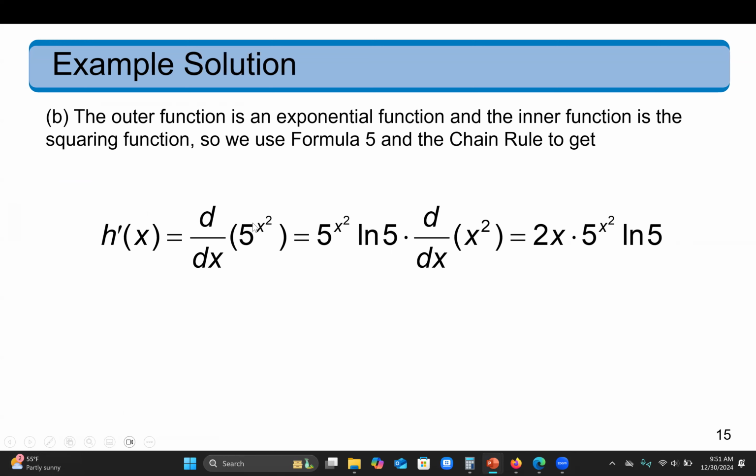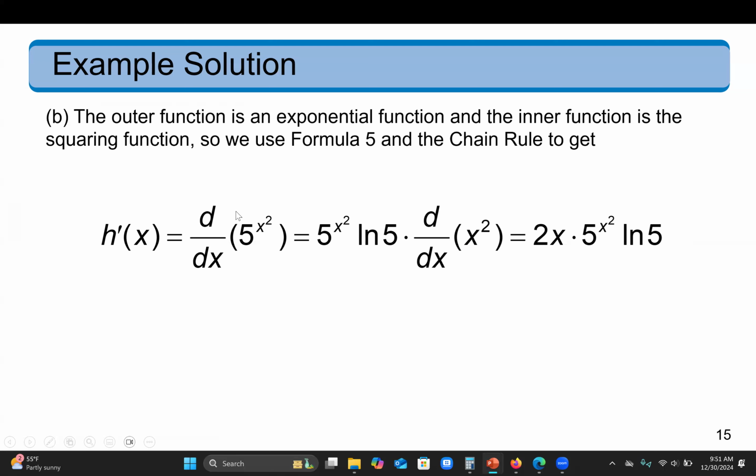So we have to find the derivative of 5 to the power x squared. So we say d/dx of 5^(x^2). Again, the exponent is a variable, so we have to use the chain rule. So first, we find the derivative of this. We get 5^(x^2), then we get natural log 5. So 5^(x^2) natural log 5 times the derivative of x squared, which will give us 2x. So our final answer will be 2x times 5^(x^2) times natural log 5. And that will be the final solution.